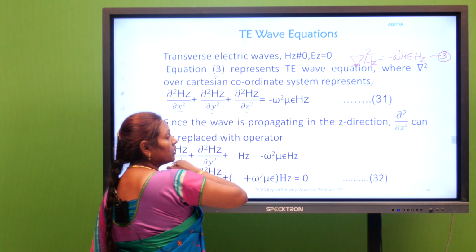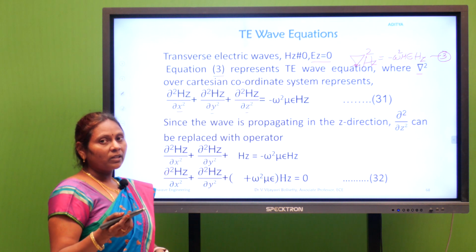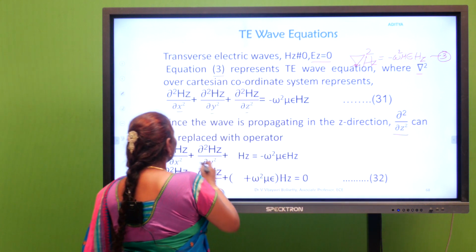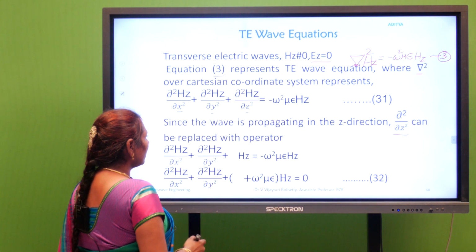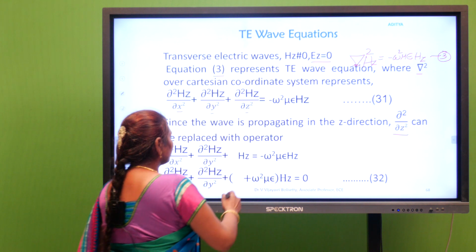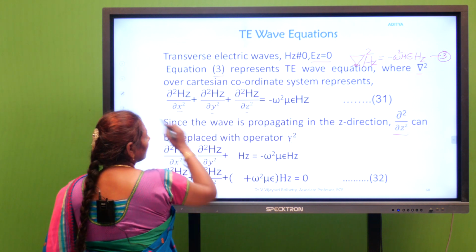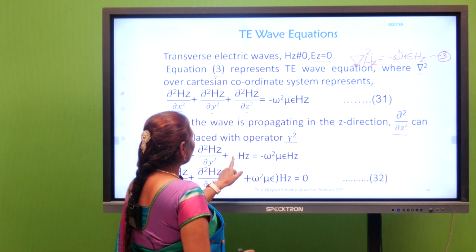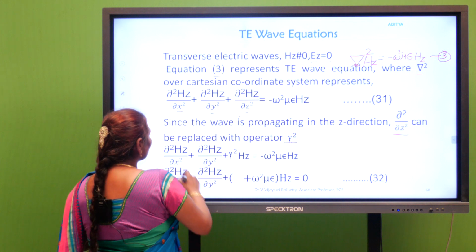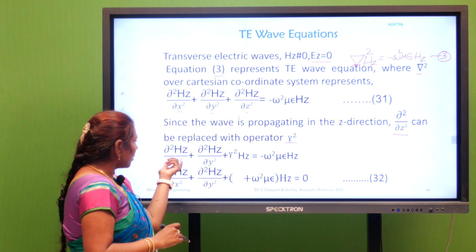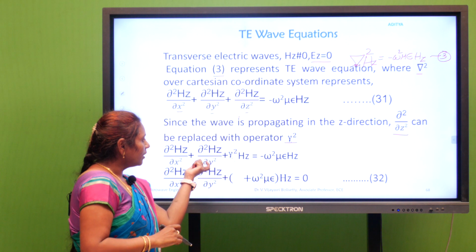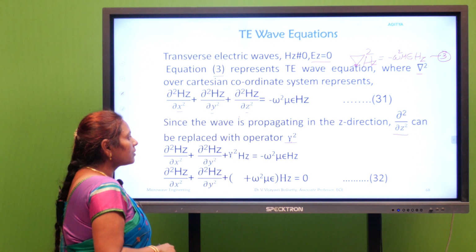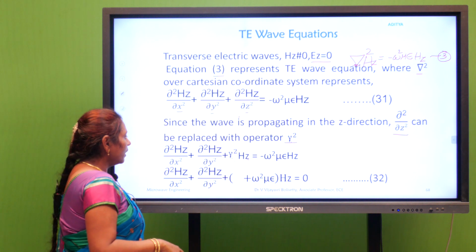As we have seen in the TM case, here also we take dou by dou z as the propagation constant, dou by dou z is equal to minus gamma, and hence dou square by dou z square you can write as gamma square, with the operator gamma square. So, let us substitute dou square by dou z square with this gamma square. So, dou square Hz by dou x square plus dou square Hz by dou y square plus gamma square Hz is equal to minus omega square mu epsilon Hz.